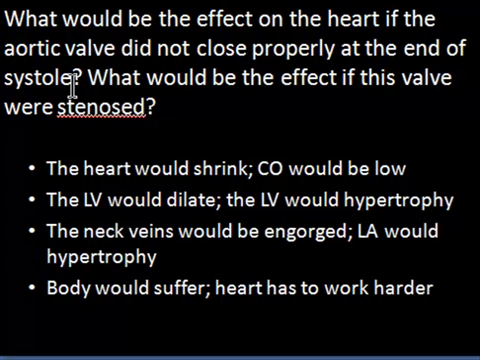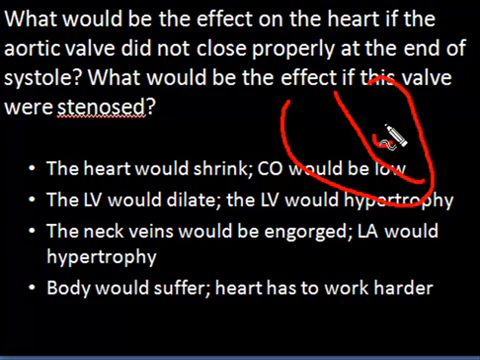Normally at the end of systole, the aortic valve should close because you don't want blood to come back. So again, if we draw the heart this way, this is the aortic valve here, and this is the aorta coming out from the left ventricle. It should close so that blood doesn't come back into the left ventricular chamber. So what will happen if it does not close?